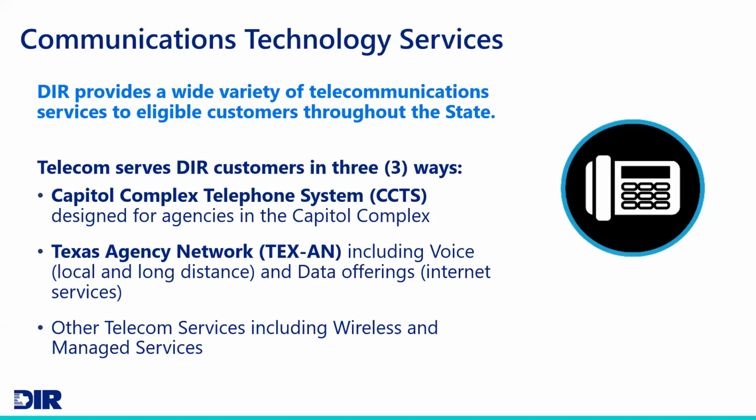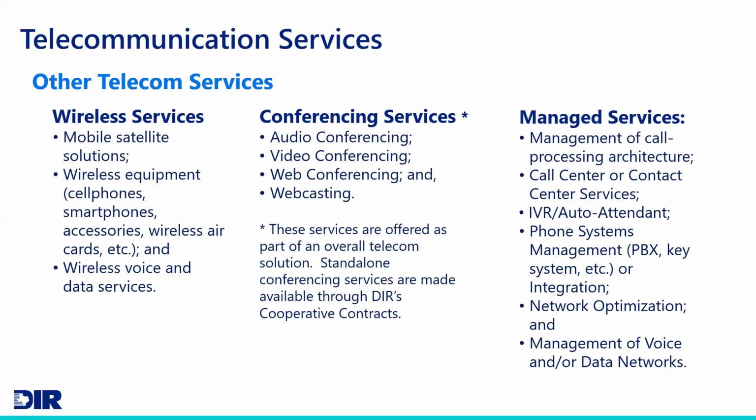We also offer telecommunication services through our contracts at DIR. We do that in three ways. Again, we manage the Capitol Complex telephone system here in Austin. We also have our Texan contracts, and these are our Texas Agency Network contracts that offer our customers things like voice services. That includes local and long distance services, as well as data offerings, and that includes internet services as well. And then there are other telecom services available through our contracts for things like cell phones, smartphones, data.